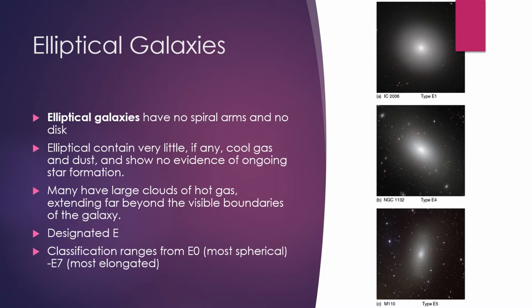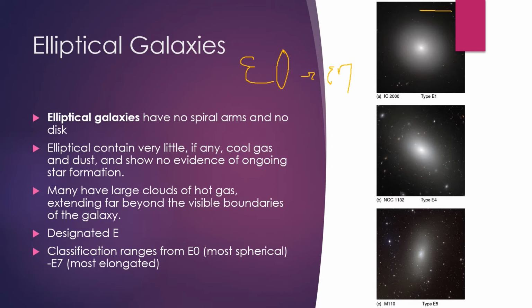The Hubble type depends on its intrinsic 3D shape and on its orientation relative to line of sight, and is designated an E. Classification ranges from E0, which means it's pretty much spherical, to E7, which means it's more elongated, more of an oval. This is subdivided by how elliptical they appear in the sky.